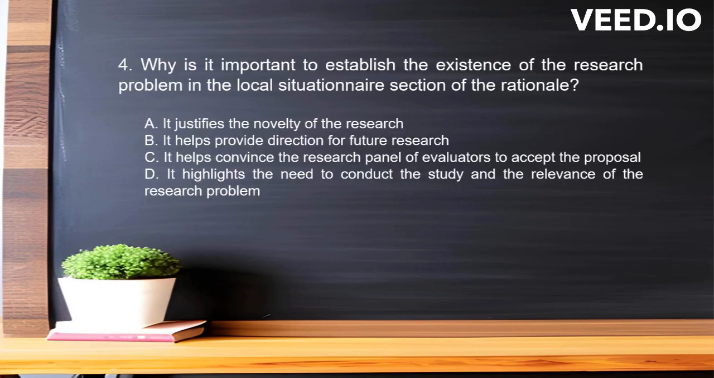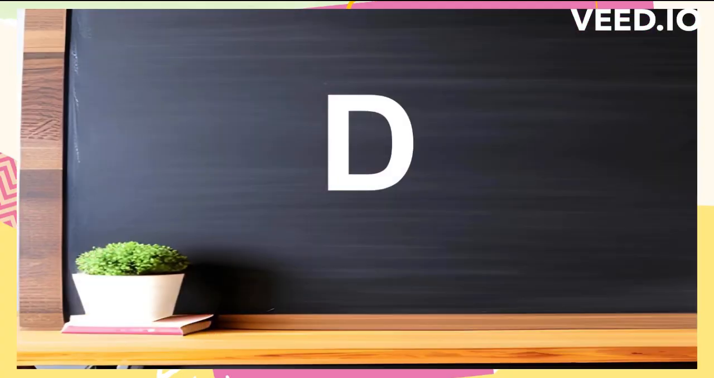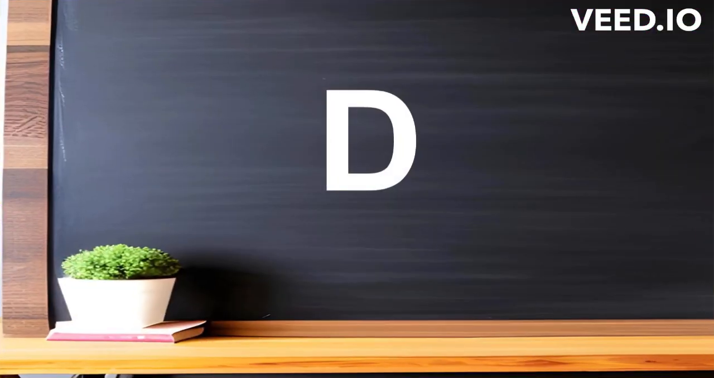4. Why is it important to establish the existence of the research problem in the local situationer section of the rationale? A. It justifies the novelty of the research. B. It helps provide direction for future research. C. It helps convince the research panel of evaluators to accept the proposal. D. It highlights the need to conduct the study and the relevance of the research problem. The answer is D. It highlights the need to conduct the study and the relevance of the research problem.